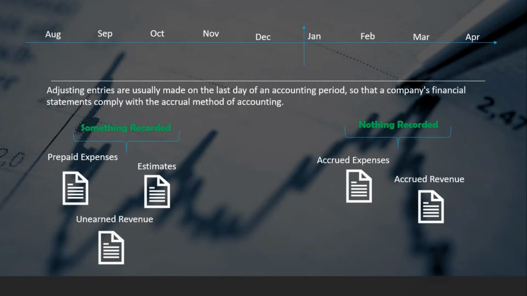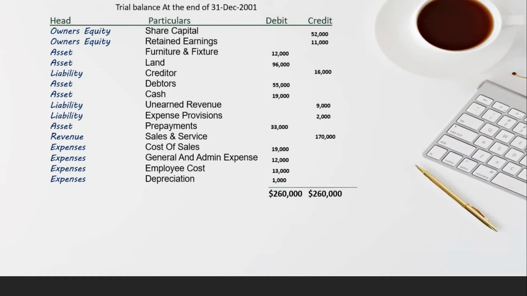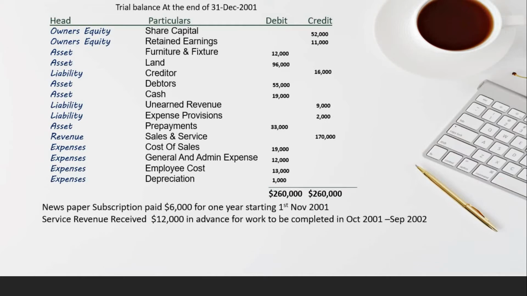Let's look at a trial balance. This is an unadjusted trial balance. That means the amounts shown in this trial balance are not adjusted. We have to make some adjusting entries to make this adjusted trial balance. So there we have some adjustments. We can go through each and every adjustment to understand what adjusting entries actually are.